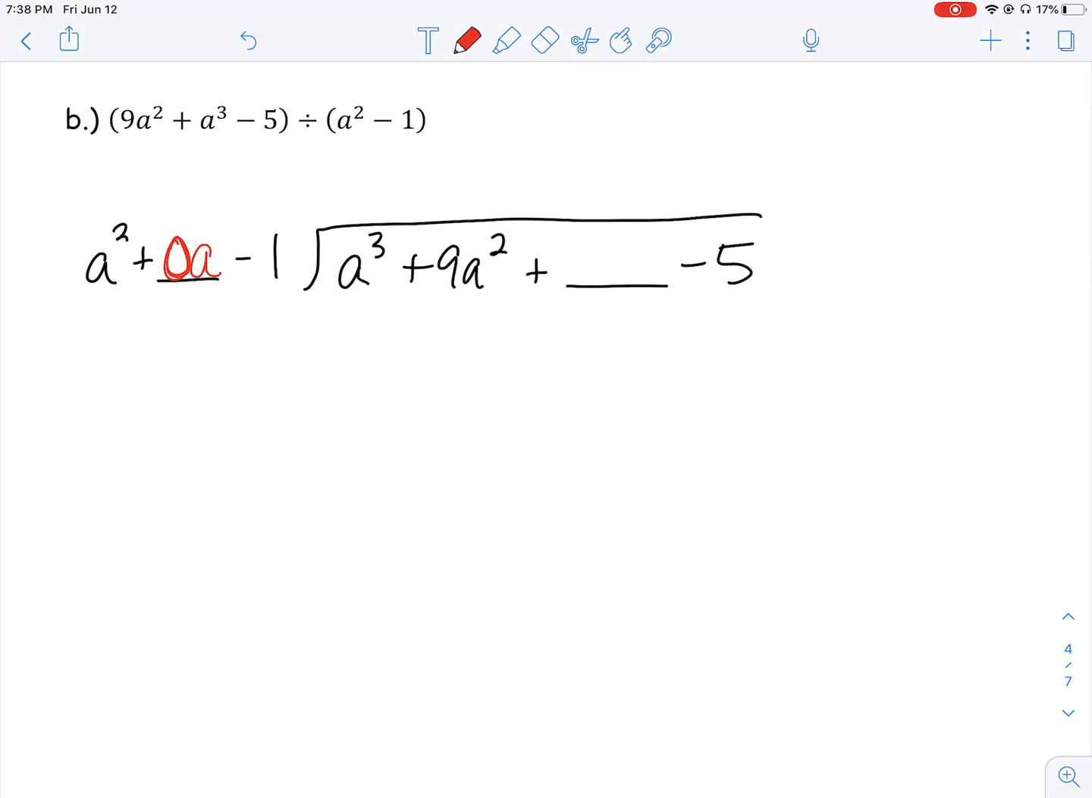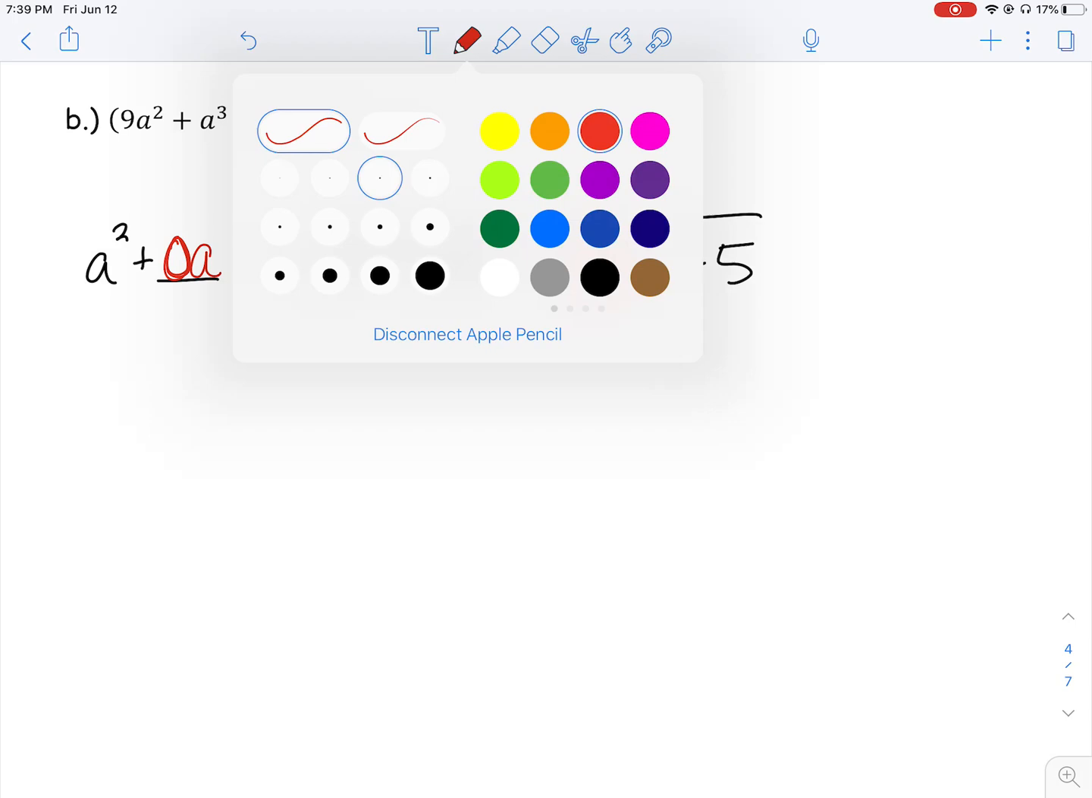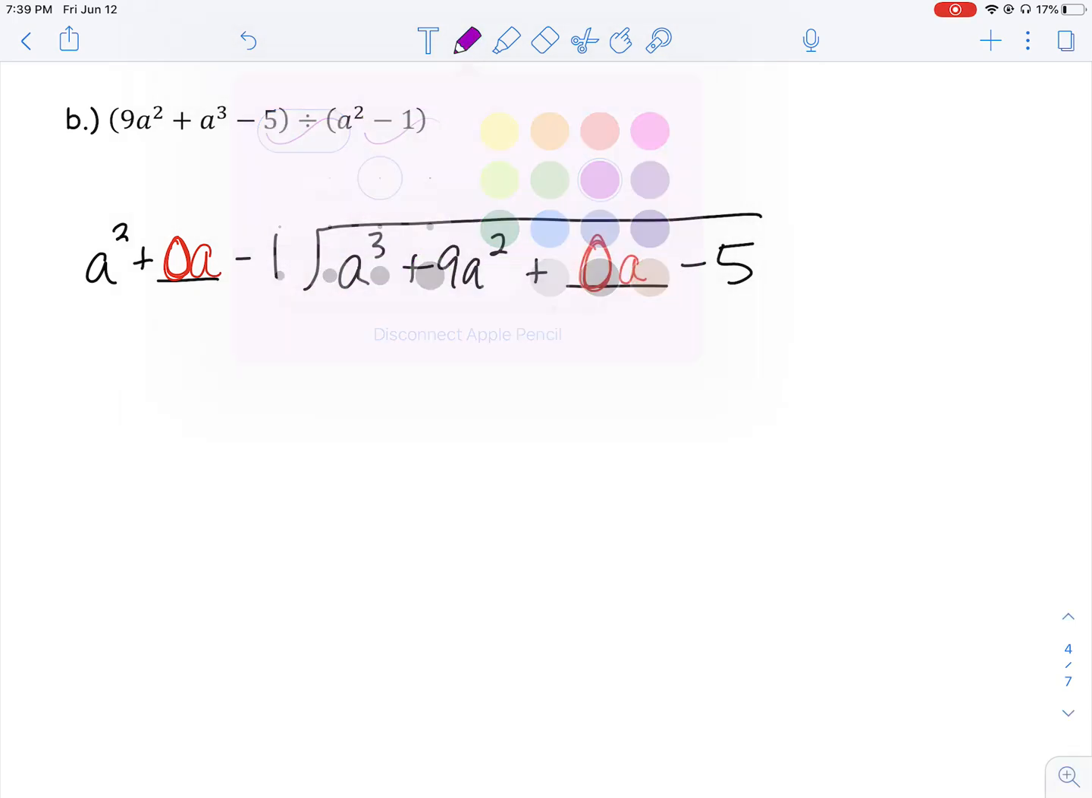So I'm going to take my a cubed, I wrote it in standard form, then my 9a squared. You notice that there was no a, so I'm going to fill it in with a 0a minus 5. And I'm going to divide it by a squared plus 0a minus 1 so that I can make sure that I have all the columns that I need and no columns or terms are missing. Here we go. Let's do purple.